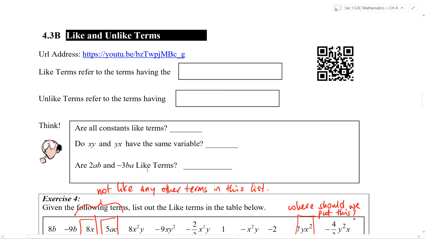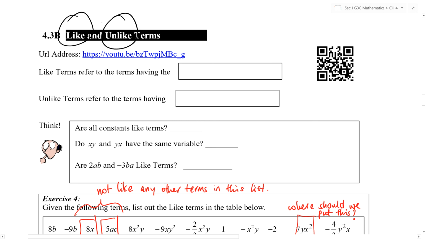Okay, next one. Like terms. So early on, we've been talking about terms, coefficients, variables, and constants. Today, we'll look at what are like terms and what are unlike terms. Like and unlike.